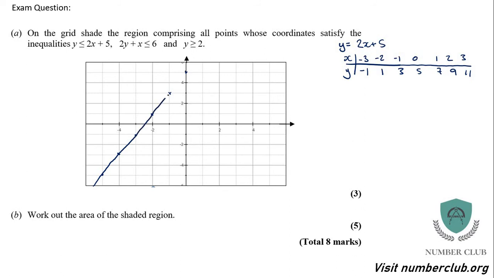It would be dashed if it was just greater than or less than. This one's less than or equal to. And we want the bits where y is below that. So from the line downwards, we want this side here, not that side.